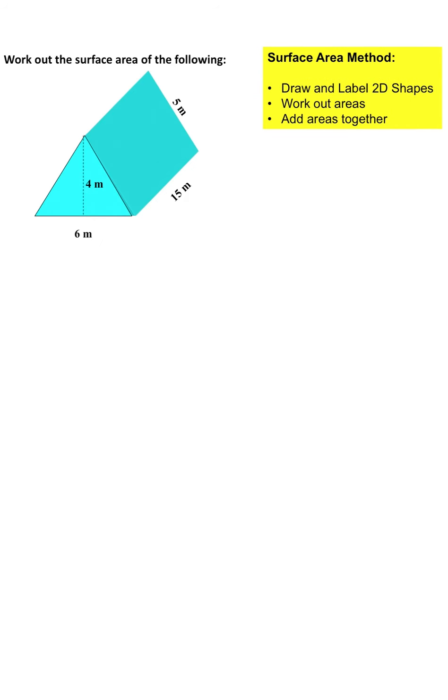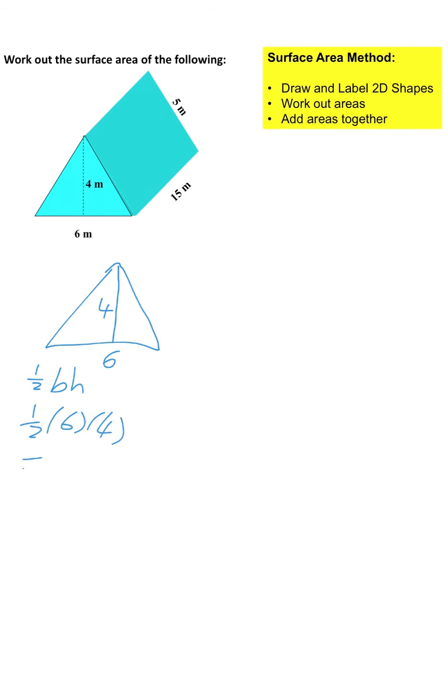Okay, so in this one here, we need to work out the surface area. And now for this, we're going to have to draw out the different 2D shapes. So first of all, we have the front, which is a triangle. So 6, height of 4. Remember then, the area of a triangle is half the base times the height. So I have a half times 6 by 4. And this is 12. Now remember, the triangle is going to be the same for the front and the back. So let's just times that by 2 then. So that is 24 meters squared.